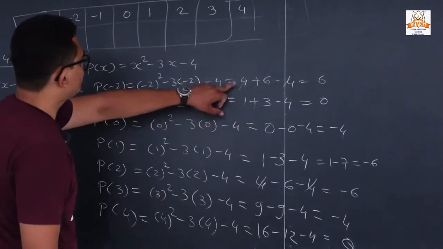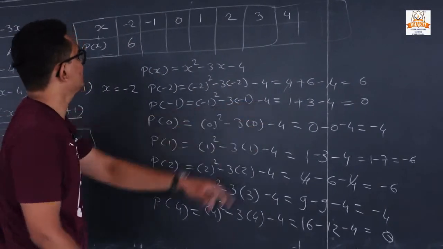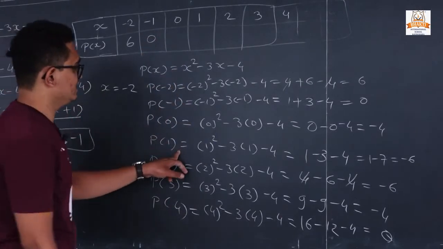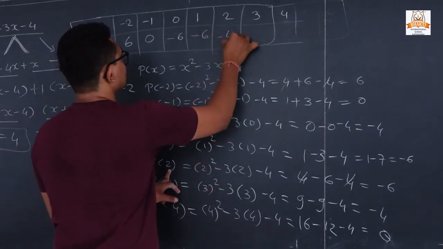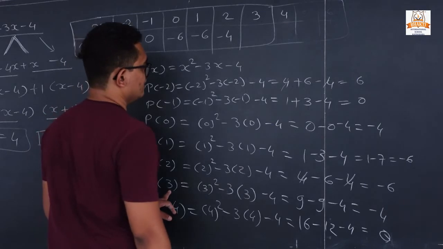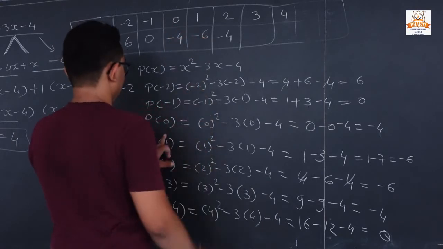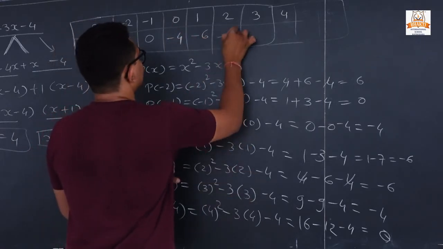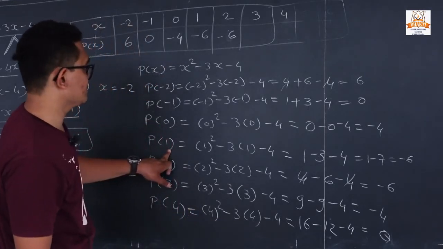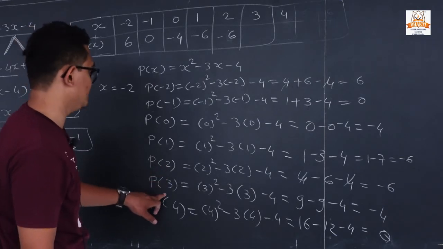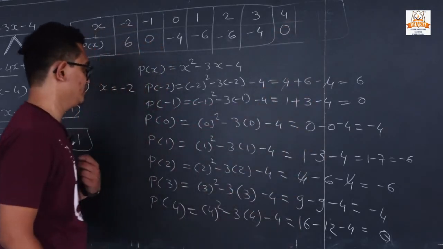So now we will put those values together. If we put -2, the answer is +6. If we put -1, the answer is 0. If we put 0, we have -4. If we put 1, the answer is -6. If we put 2, once again -6. For a 3, we get -4, and for a 4, we get 0. Once again we can check.